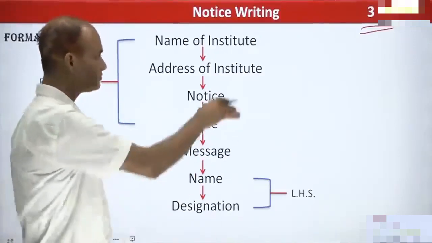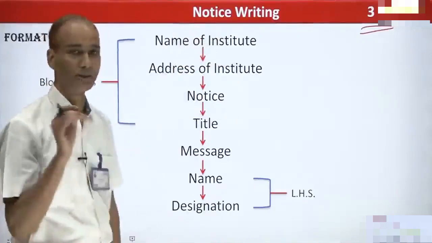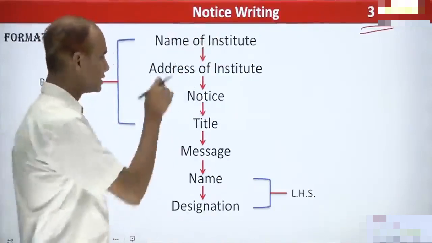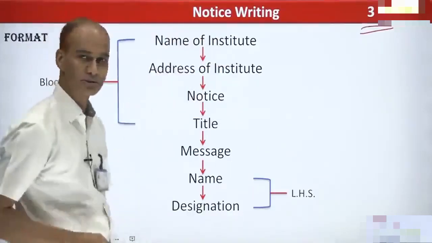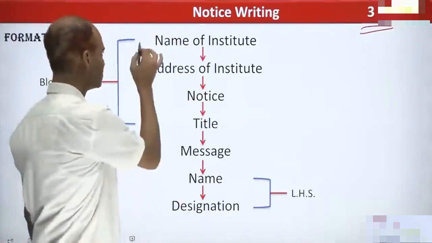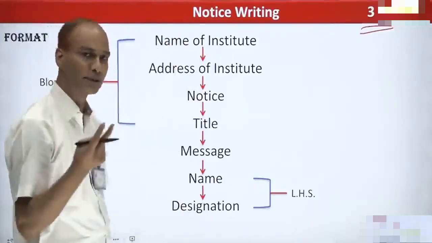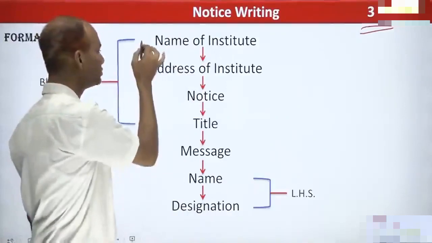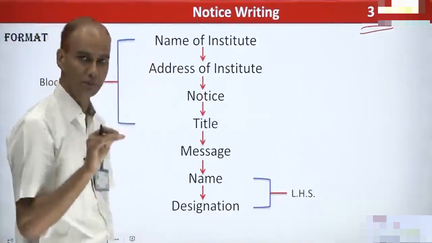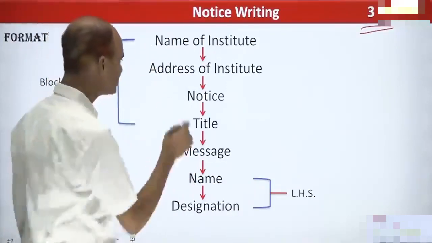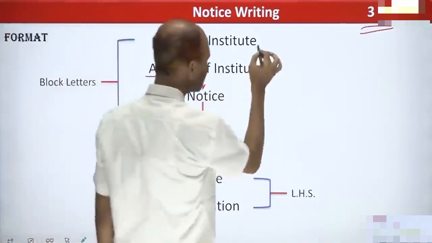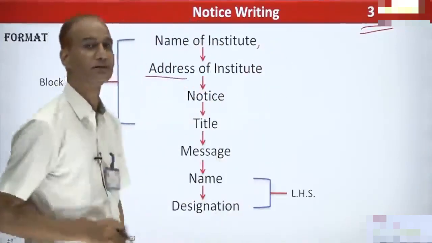So see this, first we write the name of the institute. Okay. Then we write the address of institute. But here, though this is written in 2 lines, we don't have to use 2 lines here. It's not compulsory or necessary. This can be in the same line here in the first one as well.